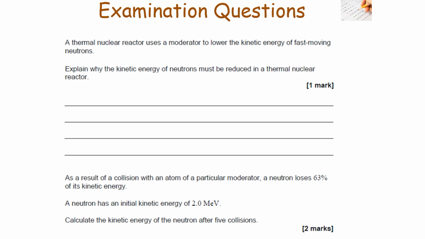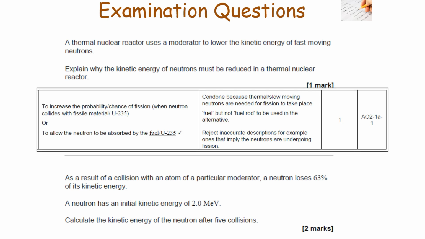So in this first one, explain why the kinetic energy of the neutrons must be reduced in a thermal nuclear reactor. Well, they've got to be travelling slower to increase the probability of fission, because it will allow the neutron to be absorbed by the uranium-235, because they need to be thermal neutrons or slow moving neutrons for them to be absorbed by the nucleus.